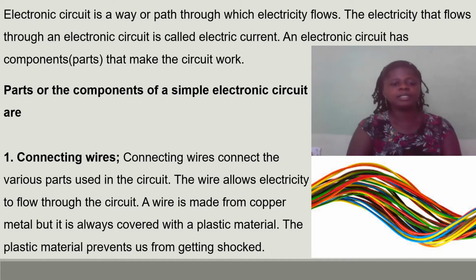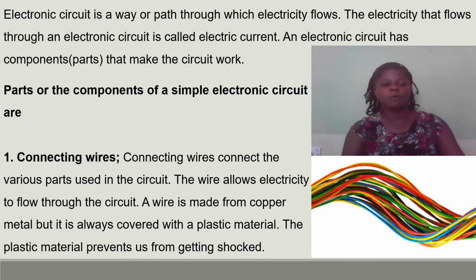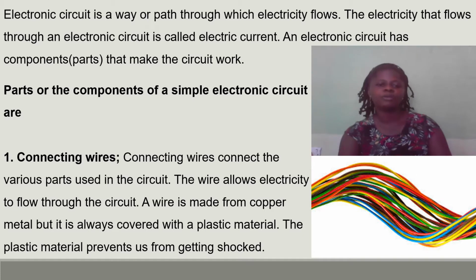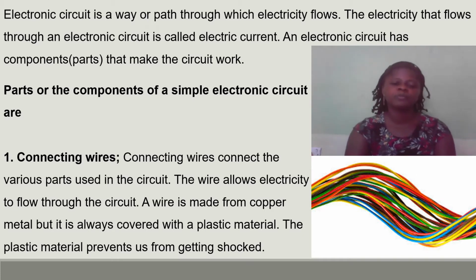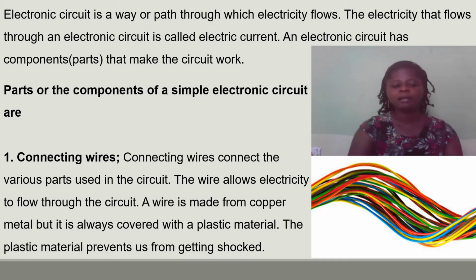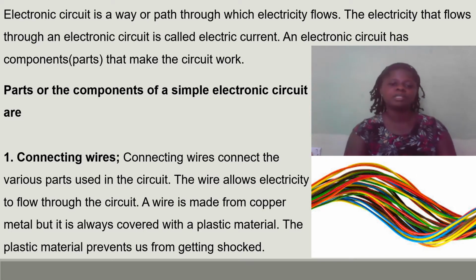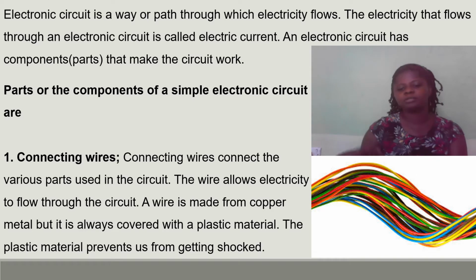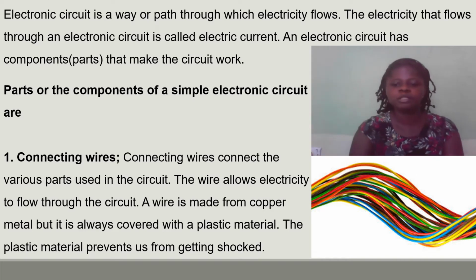The first component is a wire. The connecting wires connect the various parts used in the circuit together, and allow the flow of current. A wire is made from copper metal, but it's always covered with a plastic material. The plastic material prevents us from getting shocked by the current flowing through the copper.